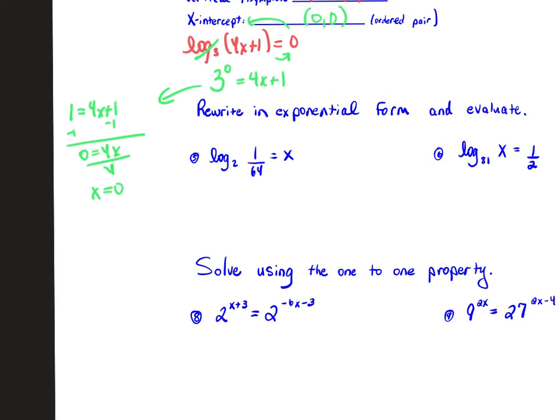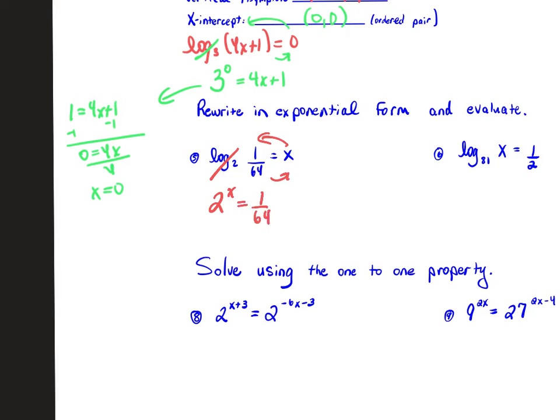It says to rewrite in exponential form and to evaluate. So you should rewrite it in exponential form and tell me what the answer is. So again, if I have log base 2, exponentially, I'm going to write a big 2. My 1/4 goes to the other side, and my x becomes my exponent. So I have 2 to the x equals 1/64.